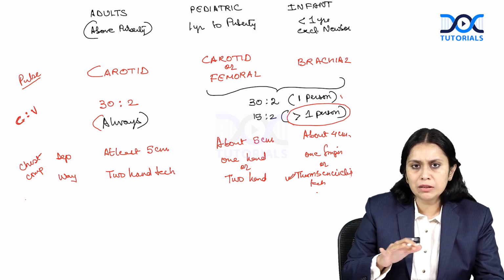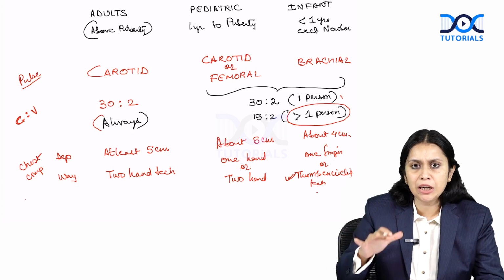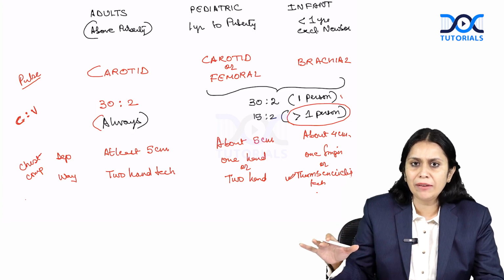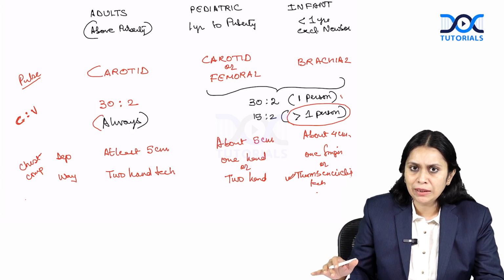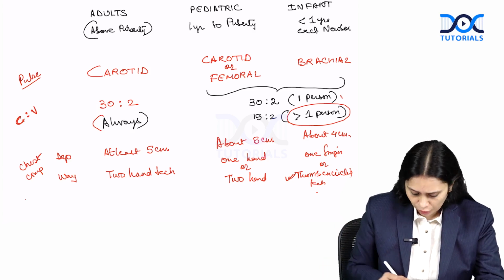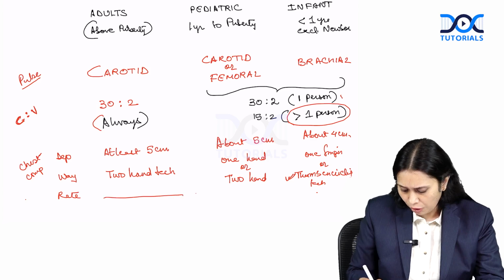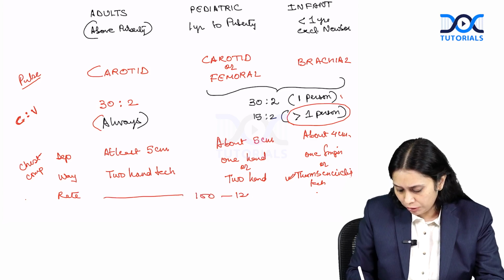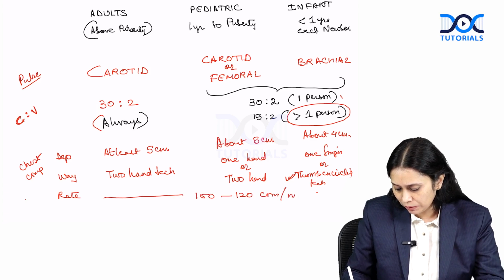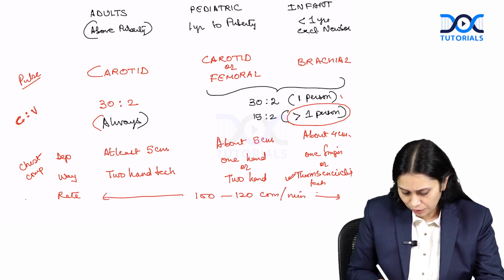Now the speed of chest compression, that is the rate, 100 to 120, is the same in everyone. We don't change the rate. So always remember, the rate of chest compression for all is 100 to 120 compressions per minute. Got it? So this is for the rate.